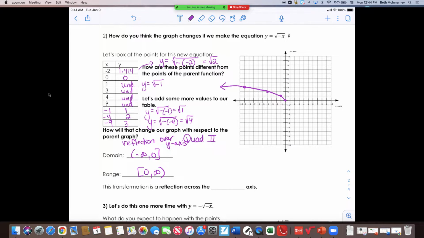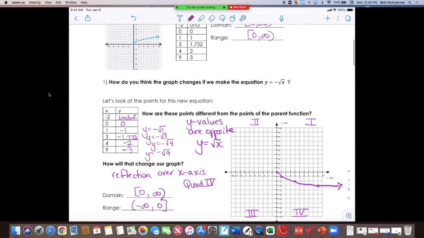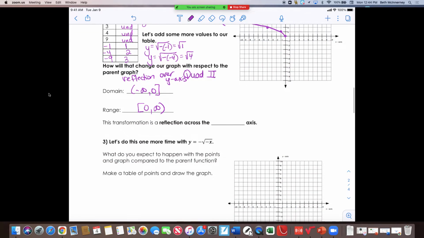When we replaced x with negative x, that changed my domain from the parent graph, but it didn't affect the range. When I put a negative out front, that didn't change my domain, it changed the range. Okay? So this transformation is a reflection over the y-axis.